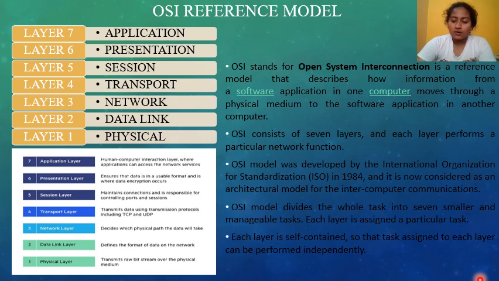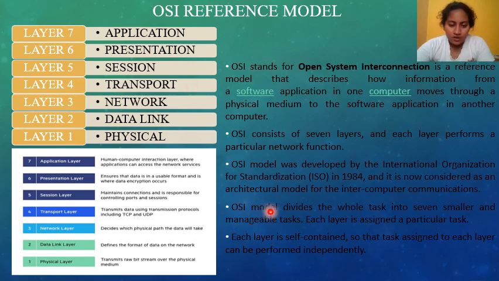The OSI model divides the whole task into 7 smaller and manageable tasks. Each layer is assigned a particular task. Each layer is self-contained, so the task assigned to each layer can be performed independently. Each and every layer performs different functions, which is helpful for the network. Each layer is independent of one another, so it can perform its own task in its own way and with its own function.